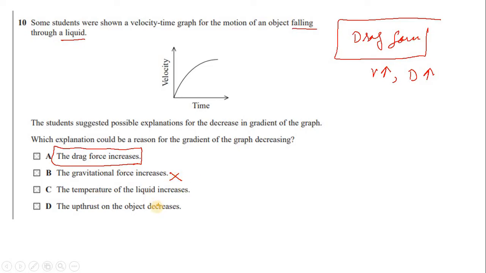The temperature of the liquid is increasing. If temperature increases, then viscosity, if you remember, temperature links with the viscosity. So temperature increases, viscosity decreases, so drag force should decrease. And upthrust, during motion, does not change. It also remains the same. So gravitational force does not change during motion, upthrust does not change, and temperature causes a decrease in the drag force. So your option should be A.